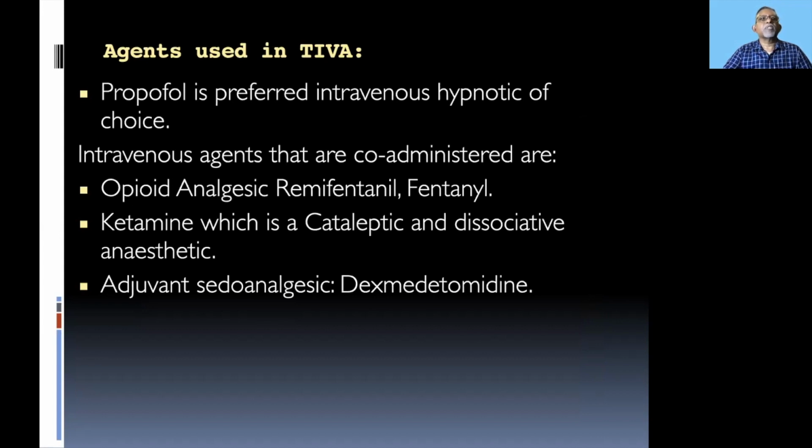Agents used in TIVA. Propofol is the preferred intravenous hypnotic agent of choice. It is used in place of an inhalation agent. Midazolam may be co-administered for its hypnotic effects. Agents that need special mention here are opioid analgesics, remifentanil and fentanyl, ketamine, which is a cataleptic and dissociative anesthetic, and the adjuvant sedative and analgesic dexmedetomidine. Muscle relaxants, NSAIDs, paracetamol, magnesium, and lignocaine are among the many IV agents co-administered in inhalation as well as intravenous anesthesia.